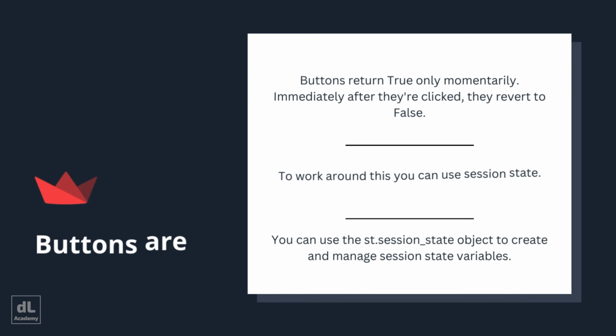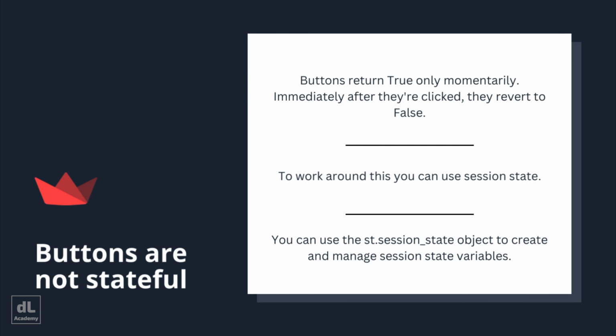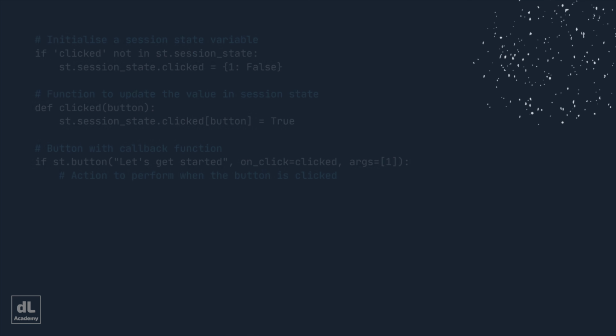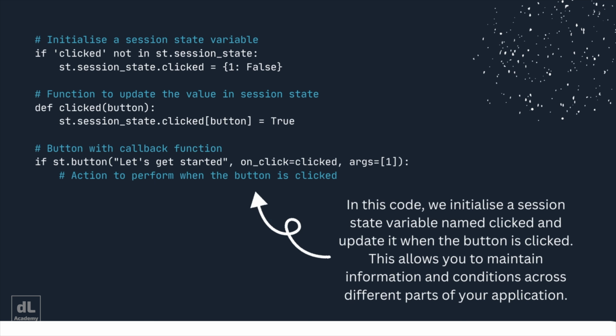Okay, so it turns out that buttons are non-stateful, and that means that buttons return true only momentarily during the page load immediately after their click, and then they revert to false. So in order to work around this, Streamlit allows you to use session state, which is essential for maintaining information and interactions between different sections of your application.